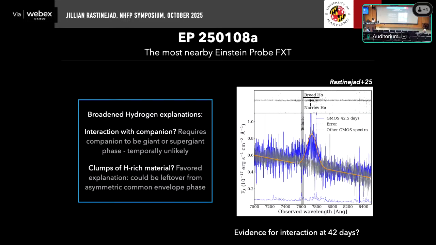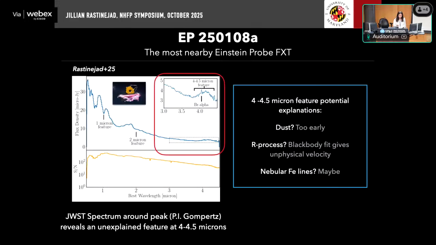One of the potential explanations is that this is maybe interaction with a binary companion, but this is probably temporally unlikely. Another explanation is that maybe there's clumps of hydrogen-rich material that are left over from earlier common envelope phases. And this is a more plausible explanation for this broadened hydrogen that we see.